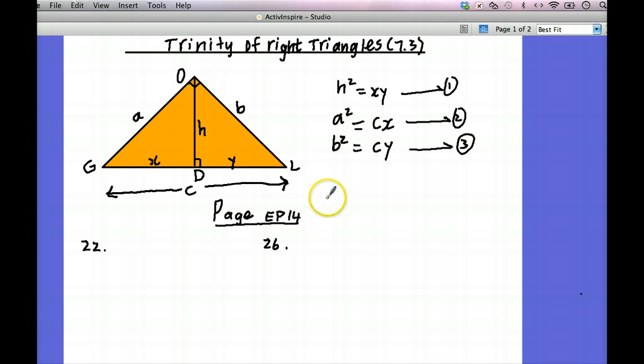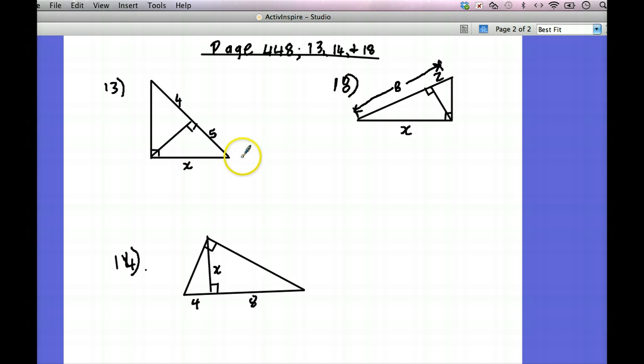Okay, so let's take a look at some examples here. I've got three on the other page. I thought I'd add page EP14 for you, number 22 and 23. Let's go to the other page. I've got a few already drawn on there. This is page 448 on that worksheet I gave you, 13, 14, and 18. And I think this will help. So let's go ahead and do number 13 first.